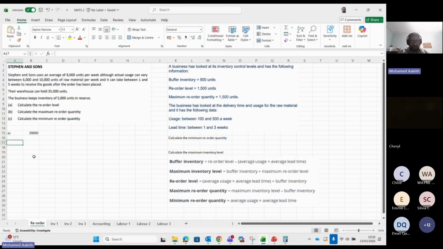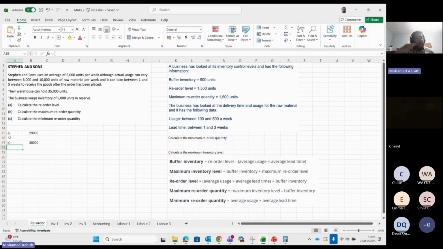So what is the answer for B? They're asking you, what is your maximum reorder quantity? The maximum reorder quantity is going to be the maximum inventory level minus the buffer inventory. So what is my maximum inventory level? It's going to be 35,000. Absolutely. So minus, what is your minimum inventory level, which is the buffer inventory level? It's going to be your 5,000 in the reserve. Excellent. If you put them together, that is the maximum reorder quantity.